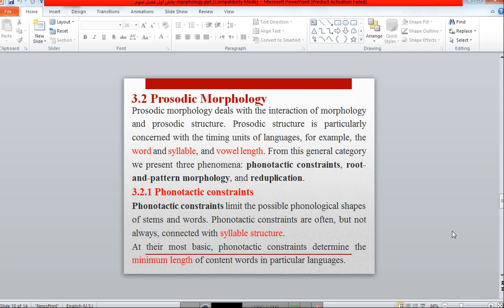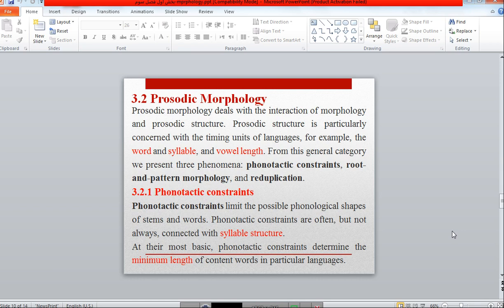Another phenomenon which I want to talk about is prosodic morphology. What is prosodic morphology? You see here in this chapter, in the first part, I talked about the allomorph and some sources of the allomorph. One of them is assimilation and the other is epenthesis. And I talked about some examples from Spanish, French, and English, and some other languages.